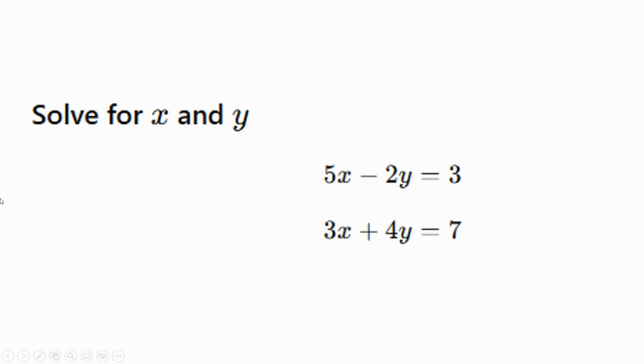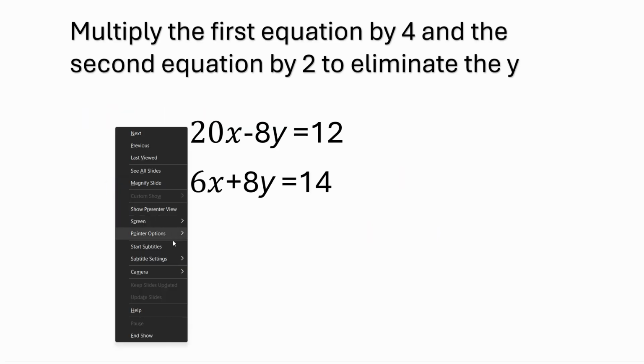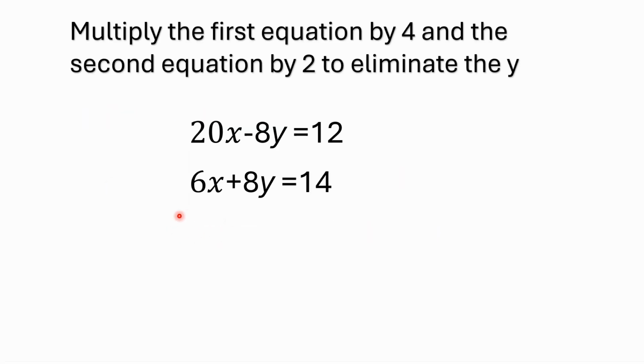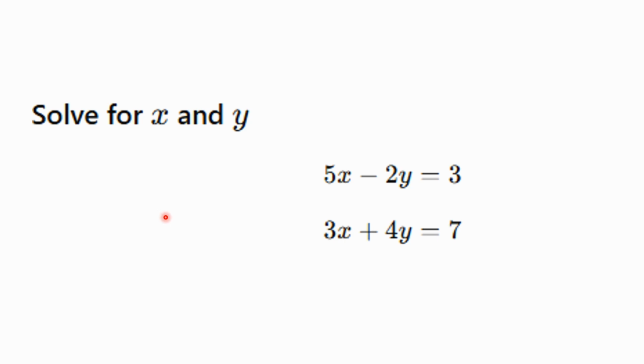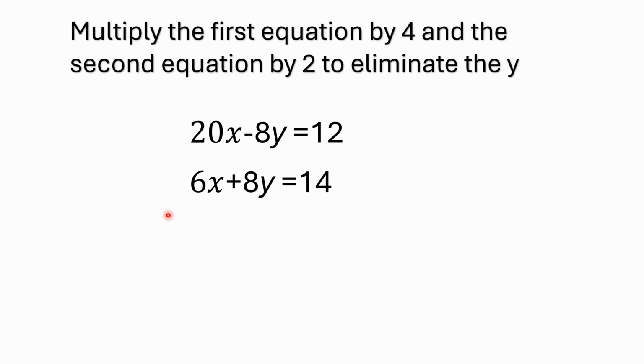If you want to, go ahead and pause the video. All right, let me turn on my laser pointer here. First, what we would recommend would be to multiply the first equation by 4 and the second equation by 2. Because what we're going to end up doing here, we can very easily add the two equations together to eliminate the y.